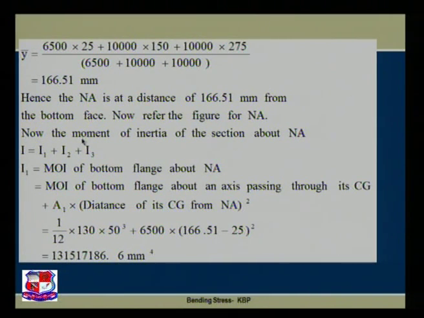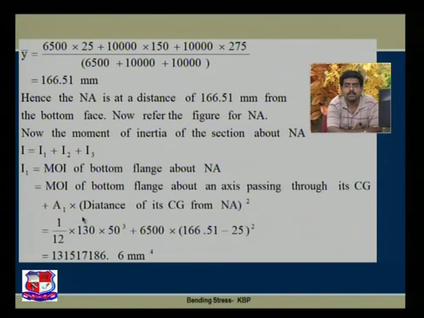Now we find out the moment of inertia of the section about neutral axis. I is equal to I1 plus I2 plus I3. I1 is the moment of inertia of the bottom flange about neutral axis. That is equal to moment of inertia of the bottom flange about an axis passing through its CG plus A h square, A1 plus distance of its CG from the neutral axis. Let us understand this concept over here on this particular tabletop.